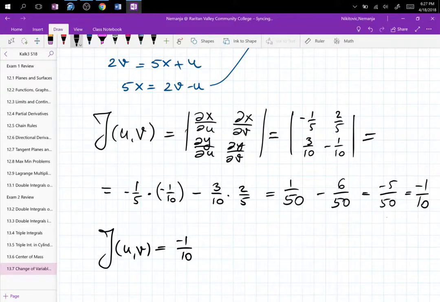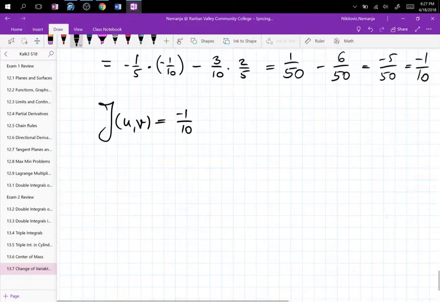Yes? What is negative 1/10? Like, what does that mean? Okay. I will explain that as soon as I put the whole formula together. It definitely has purpose and meaning.